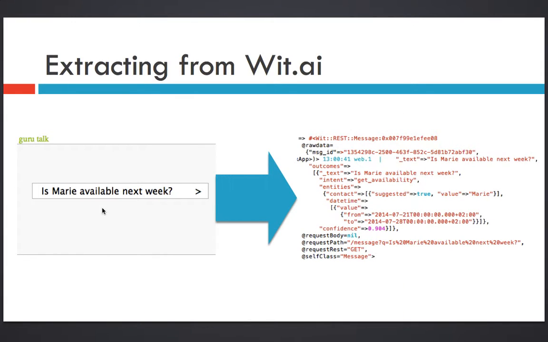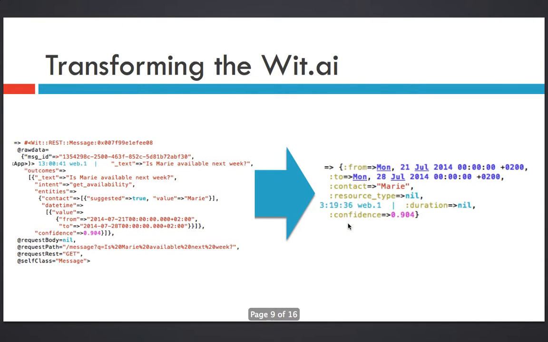So for extracting from the wit.ai, we send in the query, is Marie available next week? And we get this return response. As you can see, the return response is kind of convoluted. You have outcomes, you have entities, you have contact, date, time, value, from, to. This is all information that we don't necessarily need. So we'd want to transform it into a way that's meaningful to us.